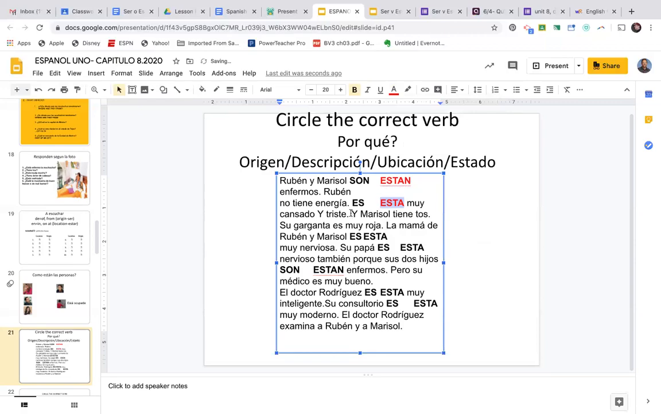Let's do a few more. All right. Let's scooch down to this one. El Doctor Rodriguez is very intelligent. You recognize that as intelligent. Is that origin, description, location, or a state or emotion? If you said description, you'd be correct. Which verb we use with description? The verb ser. Which one of these is the verb ser? It is es.